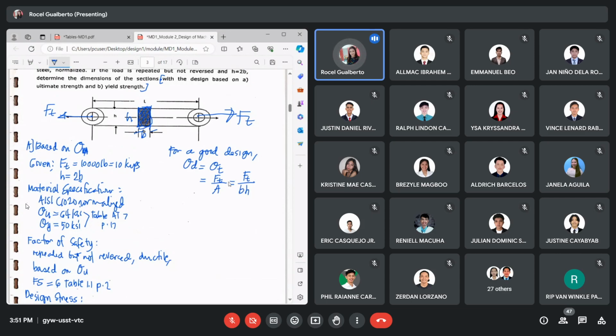Yun po yung nababago kasi iba-iba yung cross-section. So, titingnan nyo po. Hindi laging katulad; ang sample ni Ma'am Dong kanina is circular. Akala yun na yun ang area, ha?